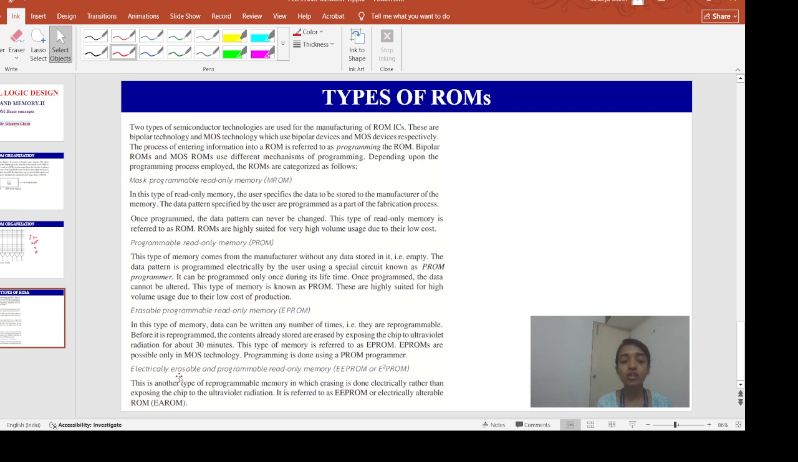Next, we have electrically erasable and programmable read-only memory, EEPROM or E2PROM. This is another type of reprogrammable memory in which erasing is done electrically rather than exposing the chip to UV radiation. It is referred to as the E2PROM or electrically alterable ROM, EAROM.